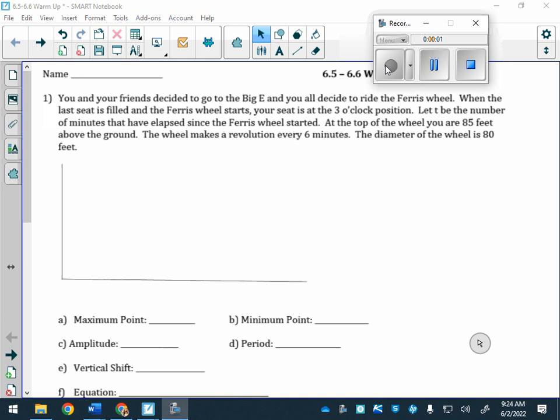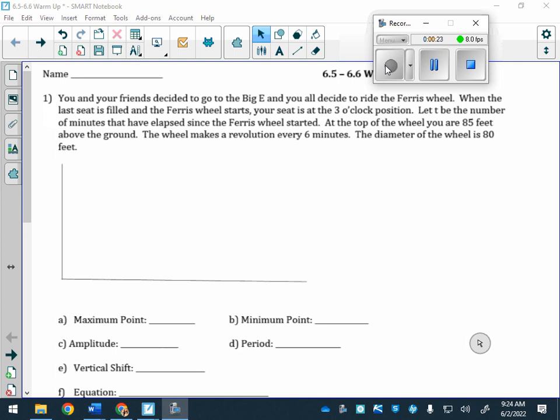All decide to ride the Ferris wheel. When the last seat is filled and the Ferris wheel starts, your seat is at the 3 o'clock position. Let T be the number of minutes that have elapsed since the Ferris wheel started. At the top of the wheel, you are 85 feet above the ground. The wheel makes a revolution every 6 minutes. The diameter of the wheel is 80 feet.